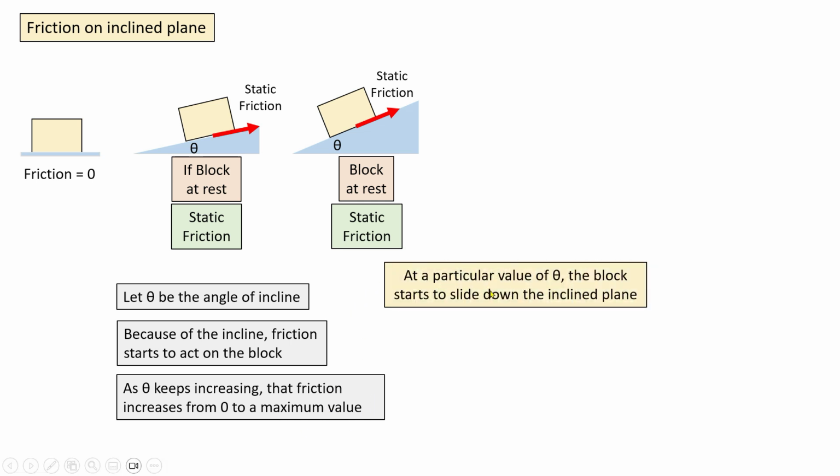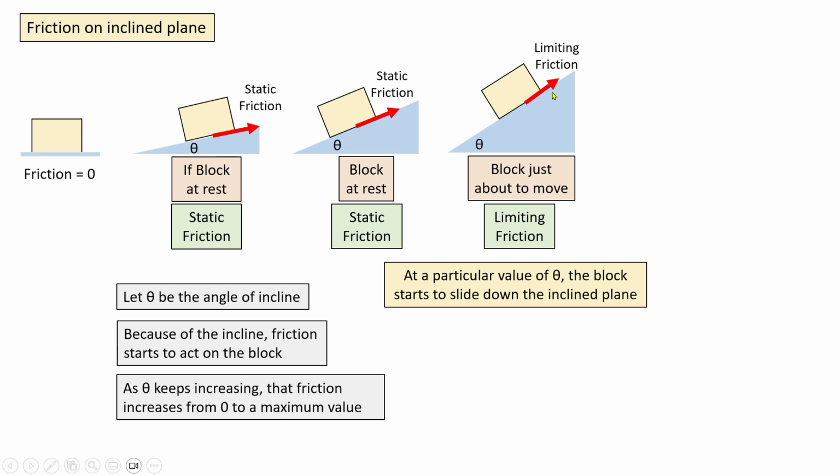So at a particular value of theta, the block will just start to slide down the inclined plane. Imagine this case number 4, where theta is large enough that the block is just about to move down the inclined plane. That is why the friction involved in this case is the maximum possible. Remember, the maximum value of static friction is called limiting friction. So in this situation, when the block is just about to move, the friction involved is limiting.